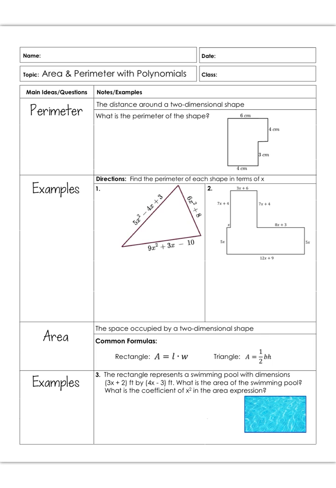Guys, today we are going to talk about how to apply polynomials to real world situations. So in this case, we're just going to talk about area and perimeter. So remember that the perimeter is the distance around a two-dimensional shape. So if I need to know the perimeter, I'm going to add all the sides together.